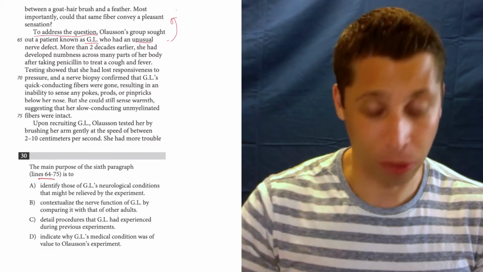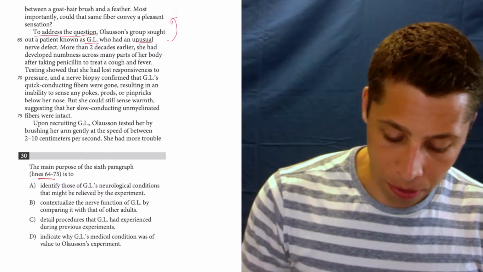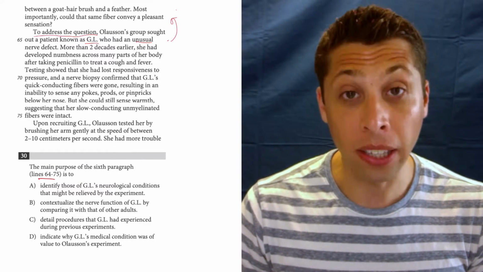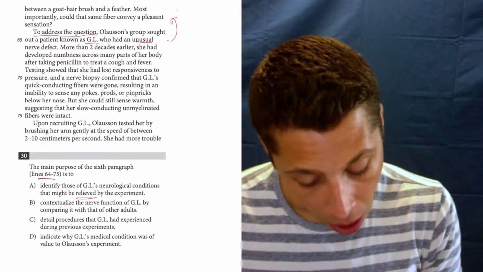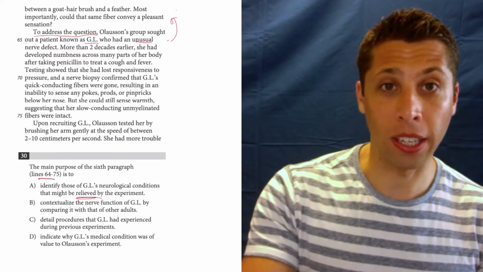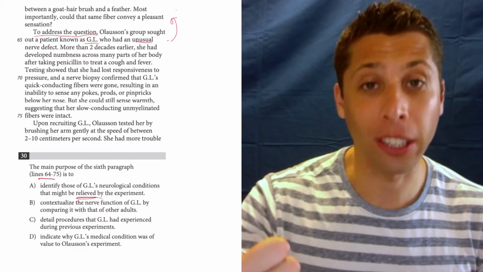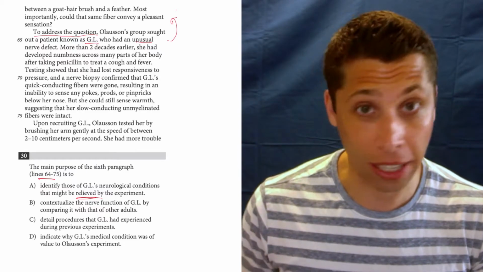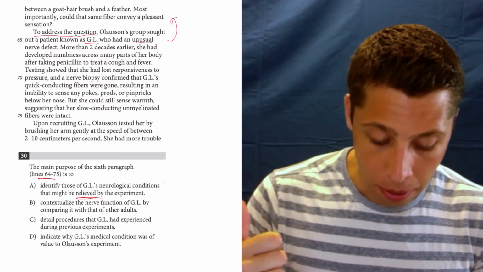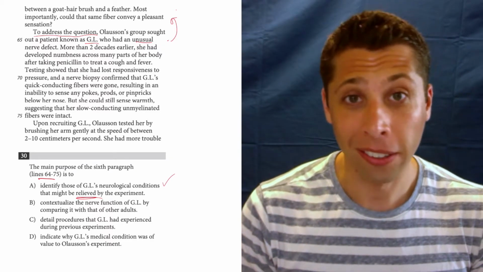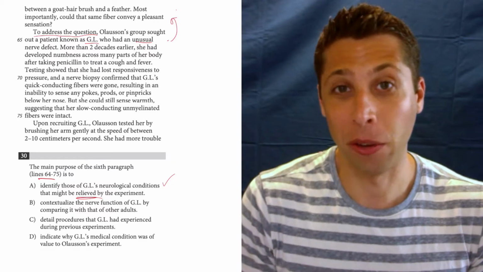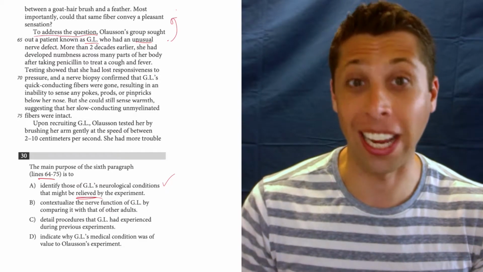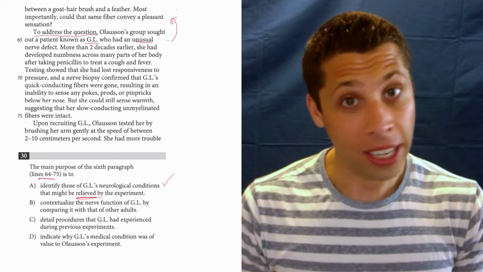So let's look at the choices now. What matches with that? "The purpose is to identify those of GL's neurological conditions that might be relieved by the experiment." No. Let's look at each word individually here. They're certainly identifying her neurological conditions. They're telling us lots of different things about her. True. But they're not trying to fix her. I mean, no offense here, but GL seems kind of doomed, and so they're not trying to fix her. They're just trying to understand her. So "relieved" is the wrong word.